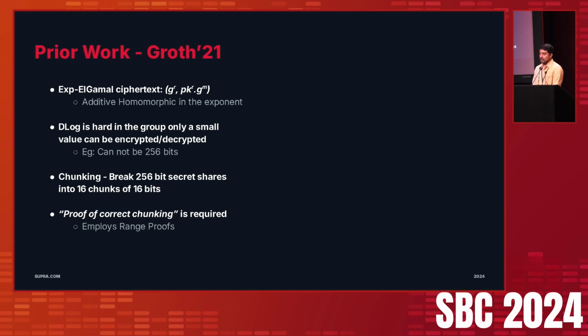So being unable to decrypt the larger message in the exponent actually increases the number of ciphertexts that you have and also adds an extra proof that they need to add to the total broadcast length. So that increases the total broadcast length. But what if there is a mechanism which ensures that I can directly decrypt the message from the exponent even if the message is large?